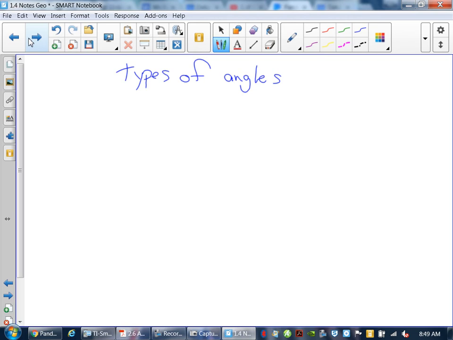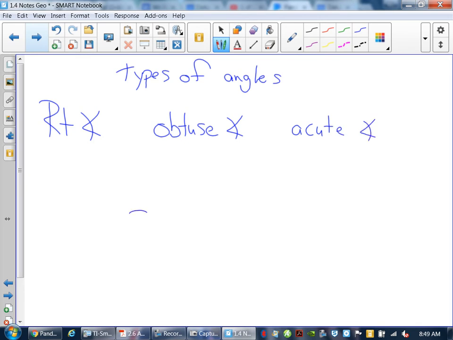So you have a right angle. Okay, so we have a right angle. Is it okay if I just use RT for the right? What's the next one? It's obtuse. Then it's acute. Then there's a straight angle. Very good. That's usually one that people forget about.